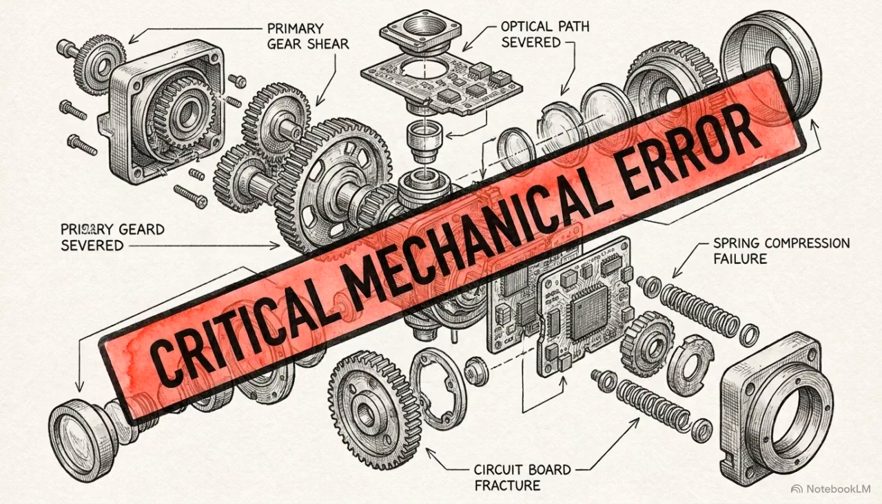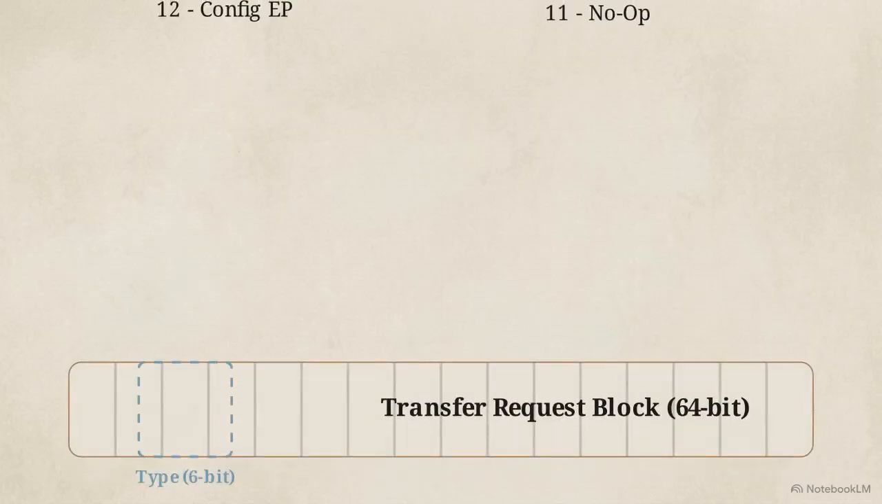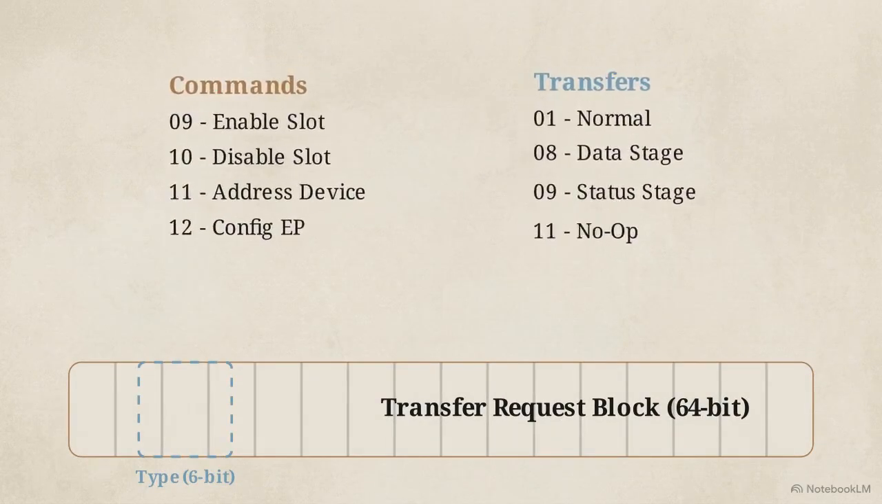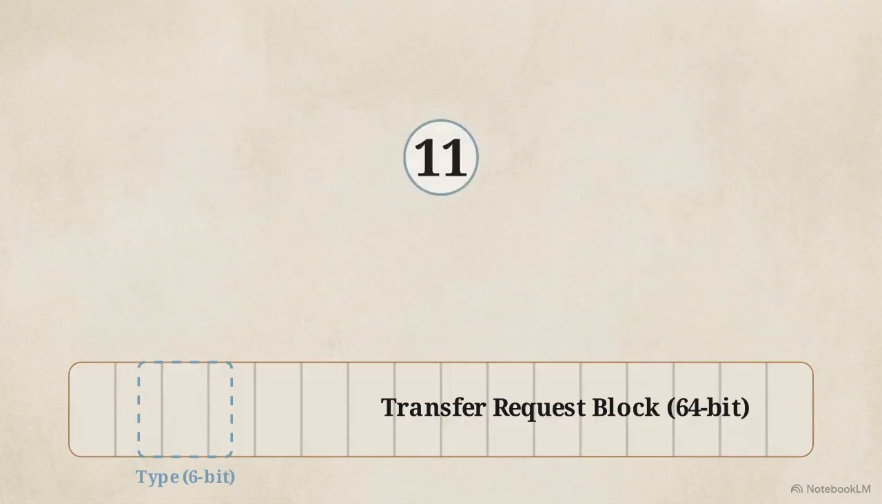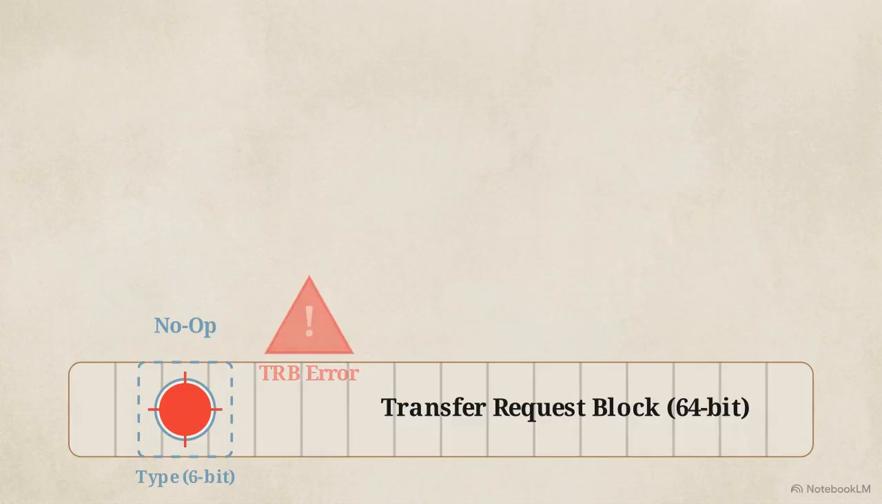Assigning an address to the virtual device initially triggered a transfer request block error. The issue was in the TRB layout. The hardware uses a shared 6-bit type field for both commands and data transfers, but their numerical values overlap. We submitted an address device command, type 11. Because of the overlap in the shared field, the controller interpreted that integer as a no-op transfer.